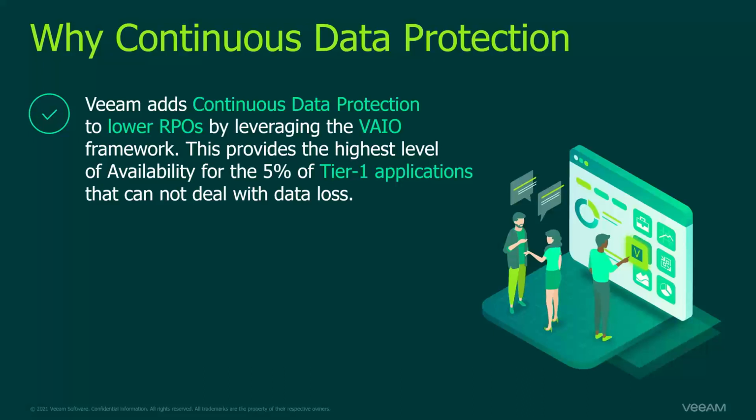So continuous data protection, why does it need it actually? We have backup engine, and with backup engine, you can have a backup policy of RPO of 24 hours, 12 hours, 6 hours, even less in some cases. We have replication engine, which has been here for a while. It allows you to have RPO down to minutes in really great scenarios. In other scenarios, it will be hours.